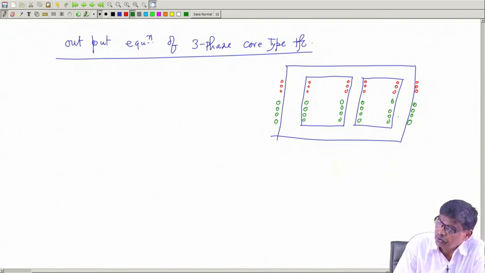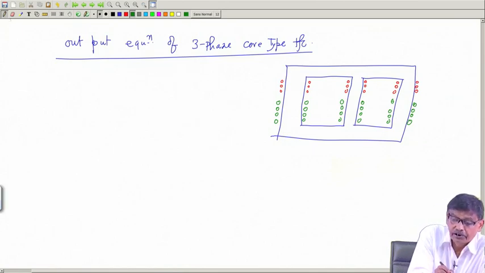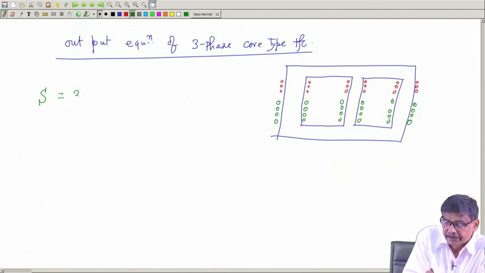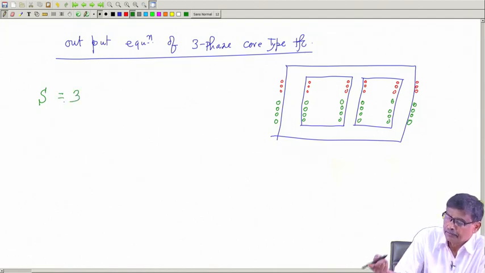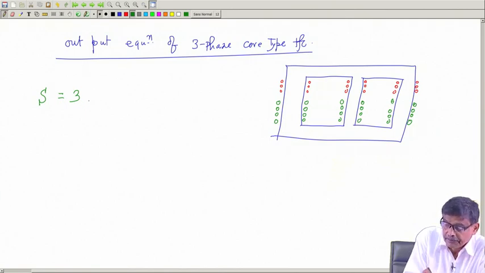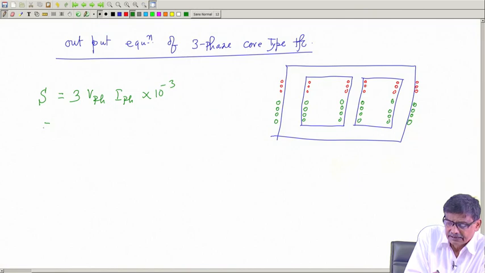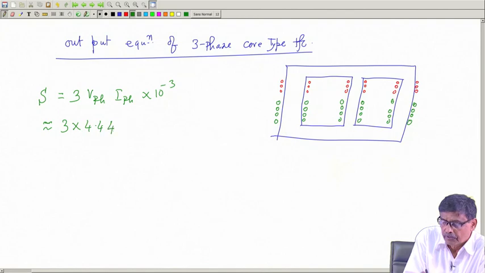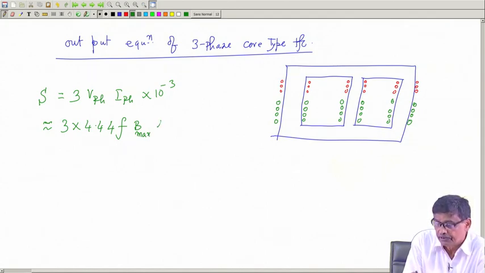So, you start with this thing, that is, kVA rating of the transformer is 3 times voltage into current in terms of, say, primary. So, 3 V phase I phase into 10 to the power of minus 3. This is the kVA rating, and then you write this is nothing but 3 into 4.44 F phi max, you write B max as usual into A I net, which becomes equal to S f into A I gross.